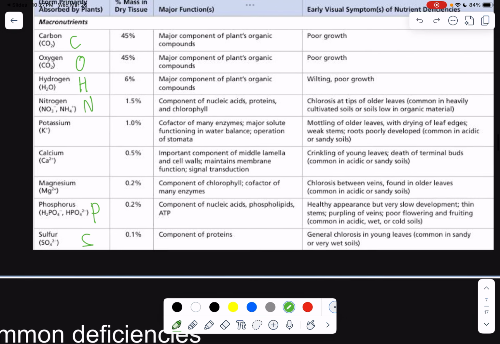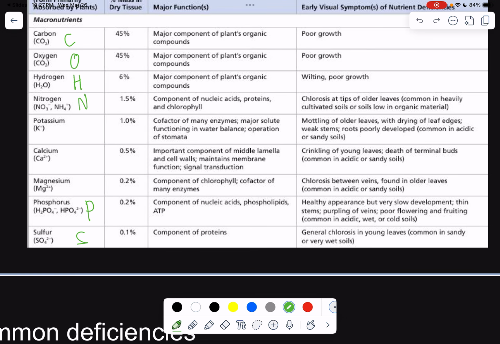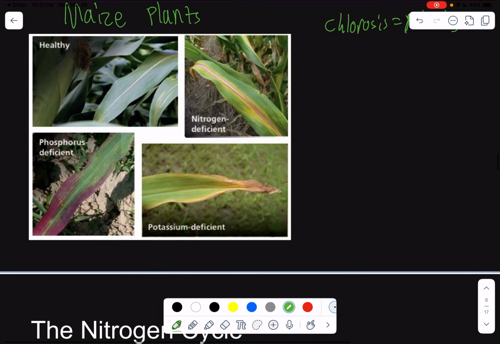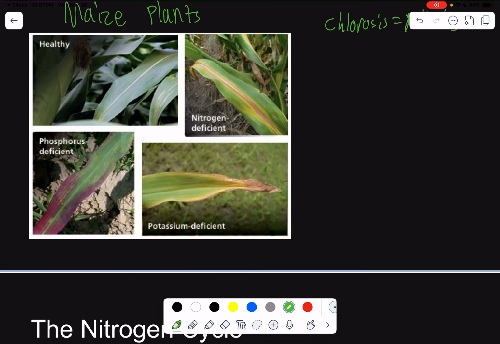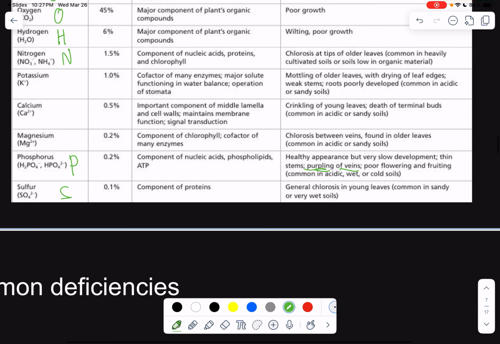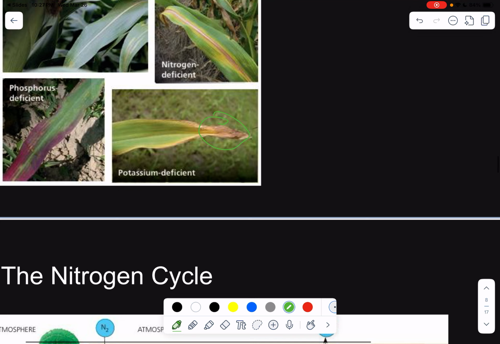Phosphorus deficient, let's look at our reference. Healthy appearance but very slow development and purpling of veins. And you can clearly see here that there's going to be purple. And finally, potassium deficient, we're going to see a drying of leaf edges. And we can clearly see here that there's a sort of desiccation going on here.